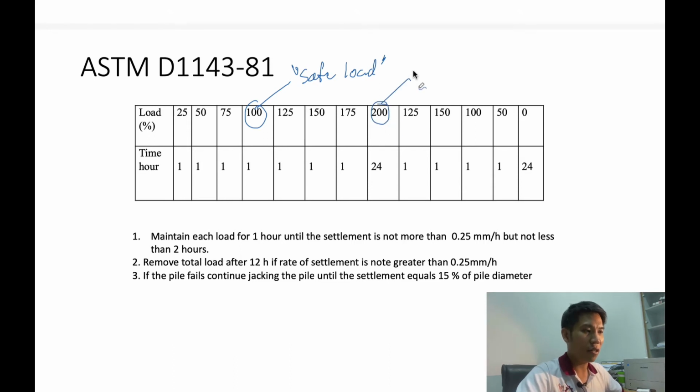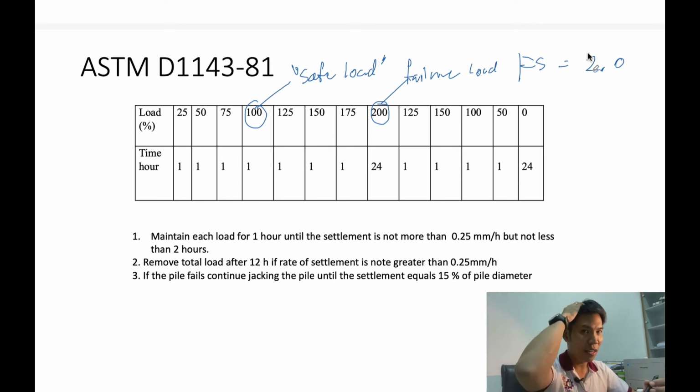This one is the so-called failure load or final load. So that means we increase to a final testing load of about 2 times the safe load. So what is our factor of safety? The factor of safety is equal to 2. So the pile load test is different from the design of the pile. In design we use a factor of safety of about 2.5, but for the pile load test we use a factor of safety equal to 2.